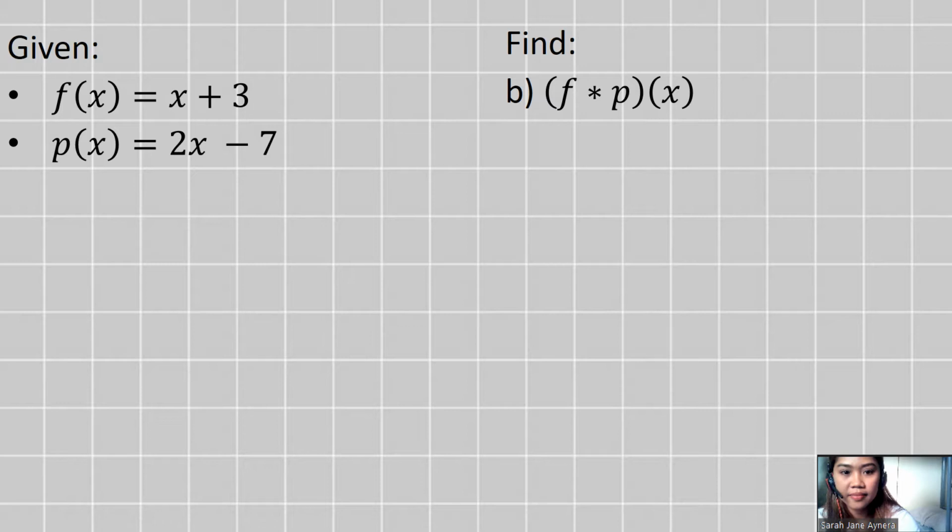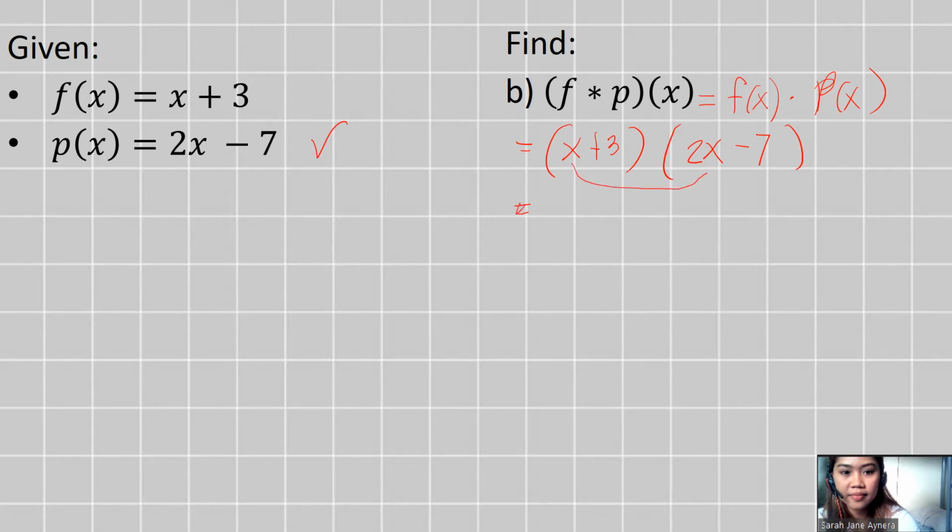Example B, f times p of x. By the definition, this is the product of two functions. This will become f of x times p of x. Let us substitute f of x, that is x plus 3, times p of x, that is 2x minus 7. Then multiply x plus 3 by 2x minus 7. Since these are both binomials, you can use the FOIL method.